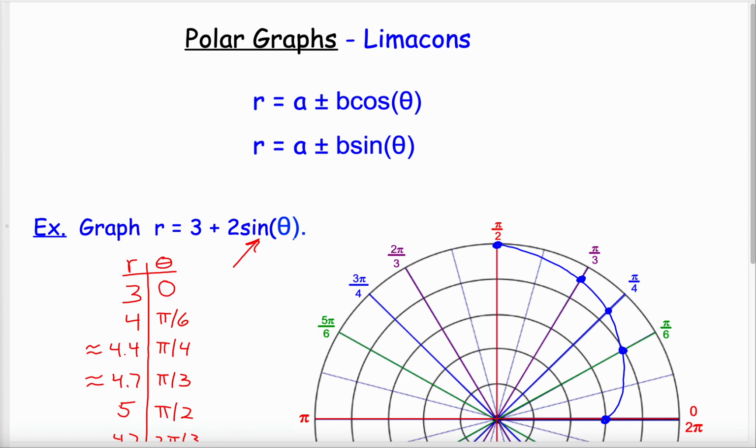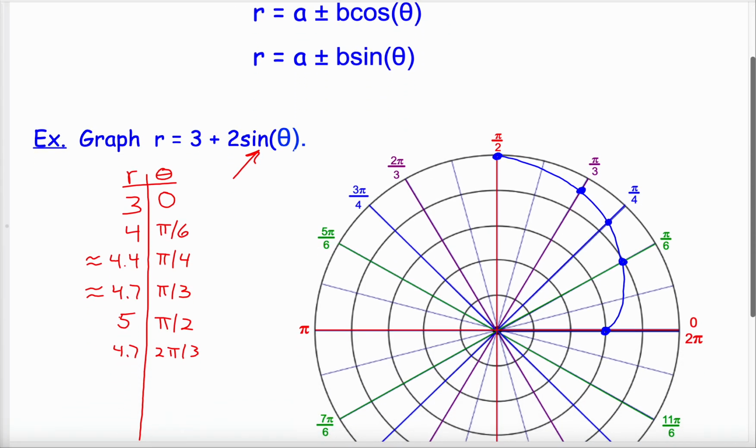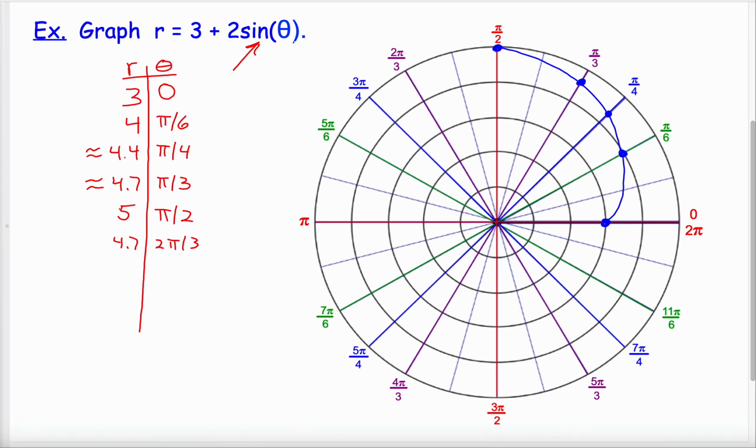So when I'm making my table of values here to try and graph this limacon, because of the symmetry that I understand goes on with the sine function in the first and second quadrant, this will be really easy. So I can do 3 pi over 4 is going to be the same as pi over 4, or about 4.4. And then when I get to 5 pi over 6, that should be the same as it was at pi over 6, and I should get 4. Now, you can keep plugging these values in each time and evaluating, but you'll save yourself a lot of time when you realize the symmetry.